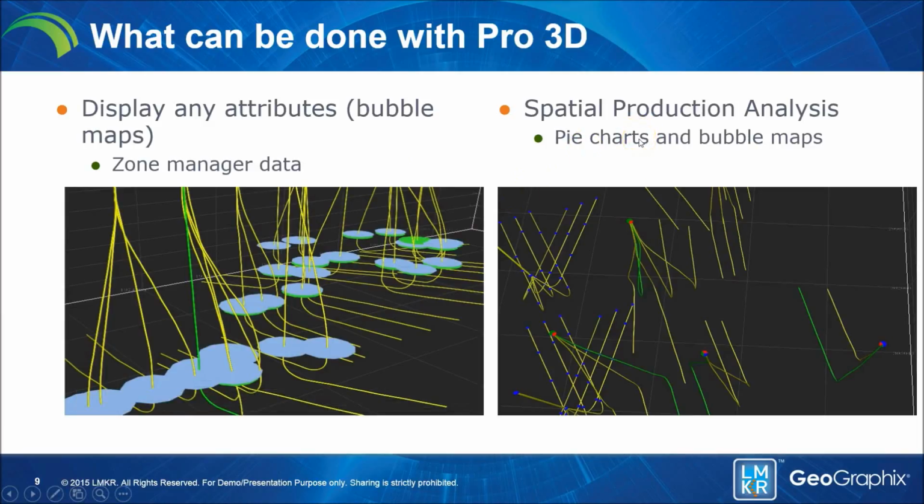Same thing applies to production analysis. You have your production data in Wellbase. Well, now you can make pie charts and bubble maps out of it that show the gas, the oil, and the water production.